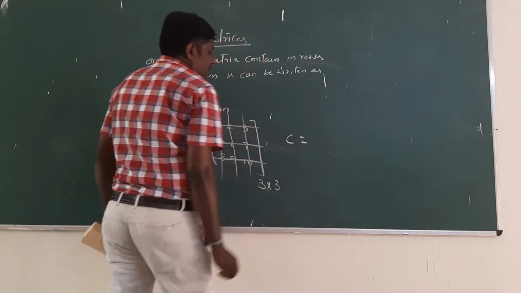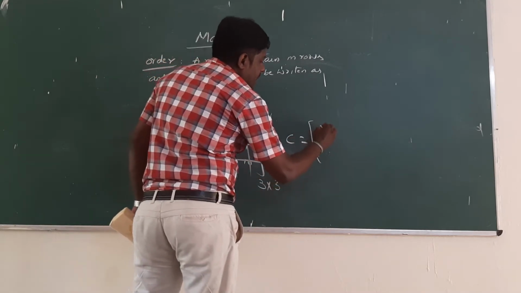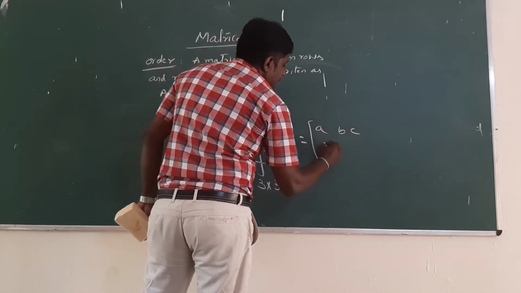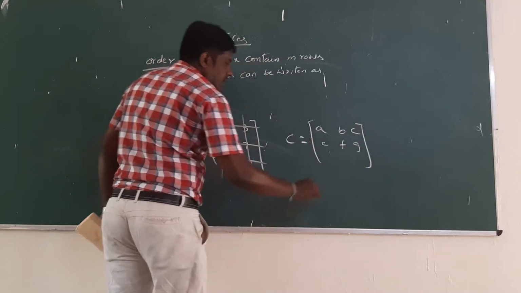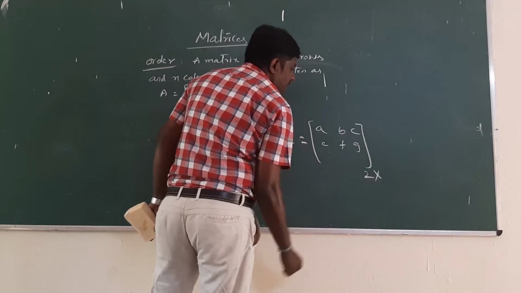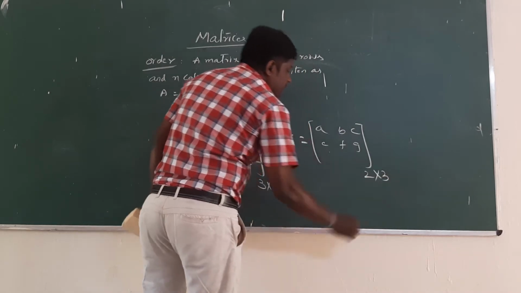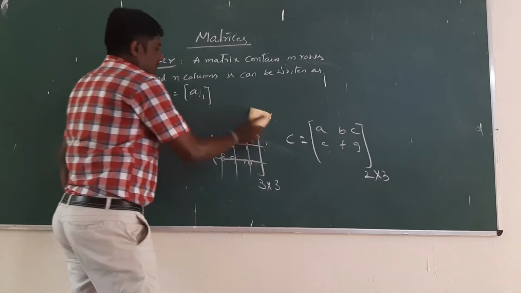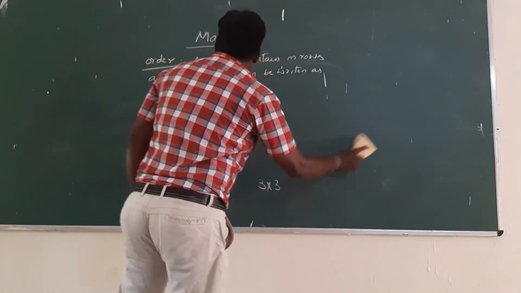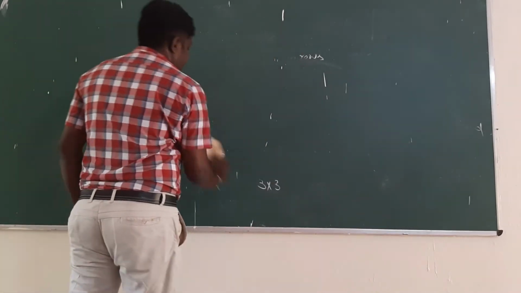See one more matrix C: A, B, C, E, F, G. What is the order of this matrix? How many rows are there? 2 rows. How many columns? 3 columns. So this is a 2 by 3 matrix.